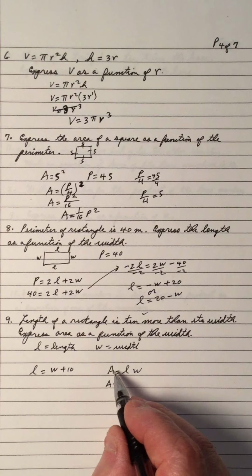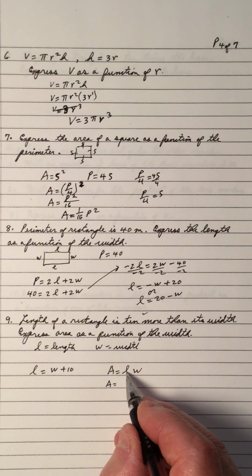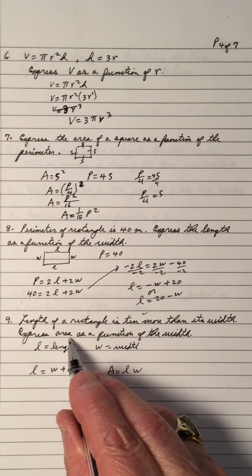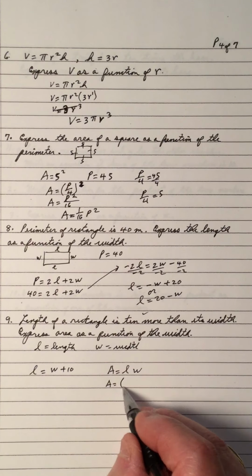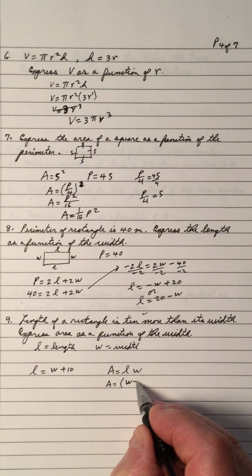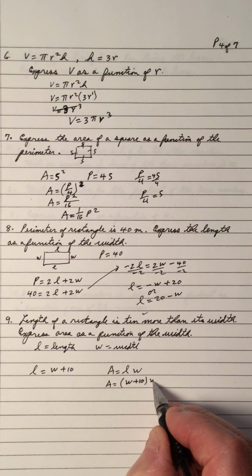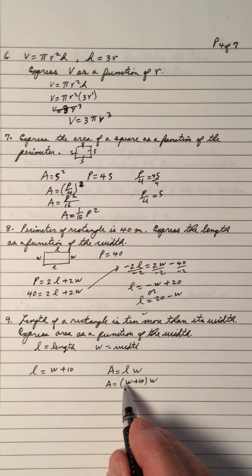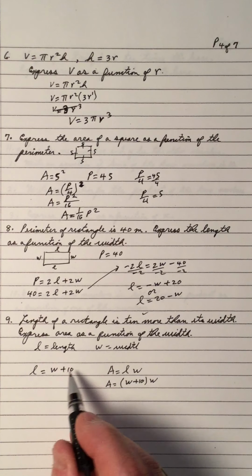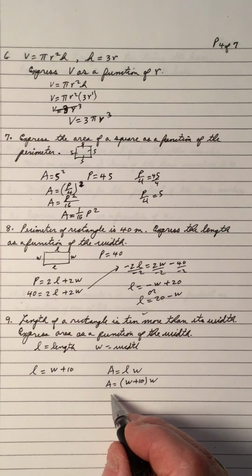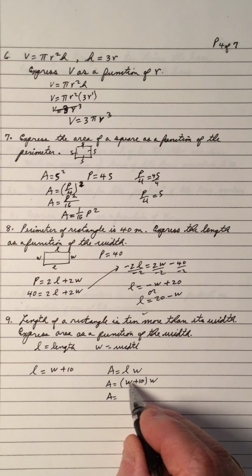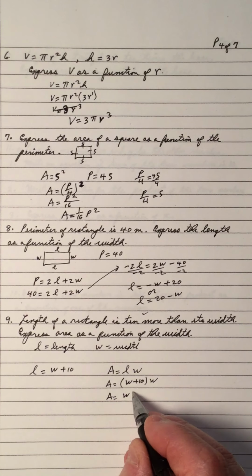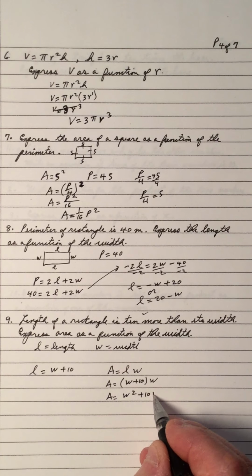Right now the area is a function of length and width, but I only want the area as a function of the width. That means L has to be substituted in terms of W. So L is W plus 10 because of this sentence, and we can leave it like that, or we can multiply W times W, W squared plus 10W.